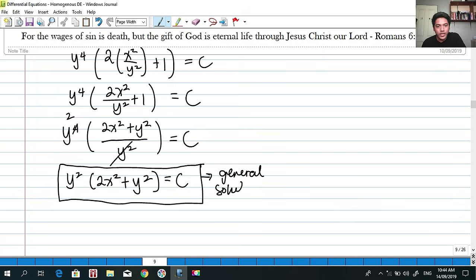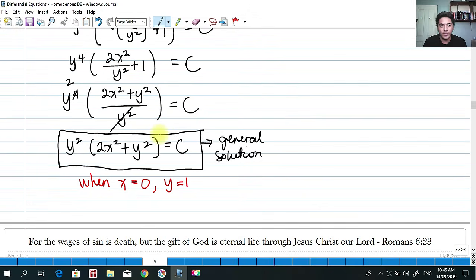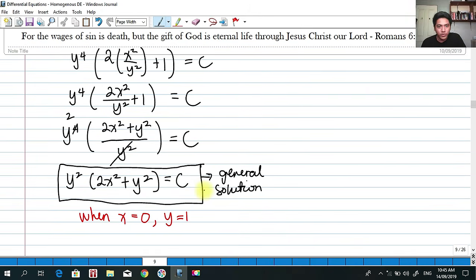What if there is a condition? This is an add-on problem. If there's a condition, when x is equal to 0, y is equal to 1. As we all know, in solving differential equations, if there is a condition, probably the problem is asking for the particular solution of the DE. So simply, we're going to find the value of c by substituting this value.